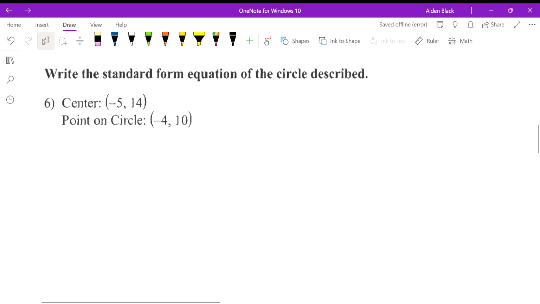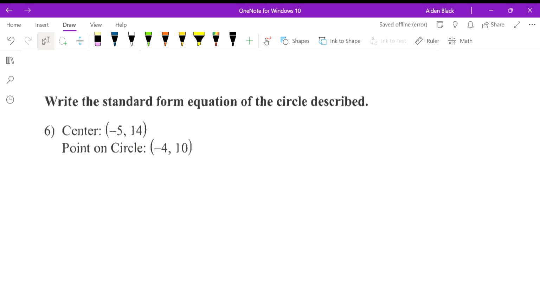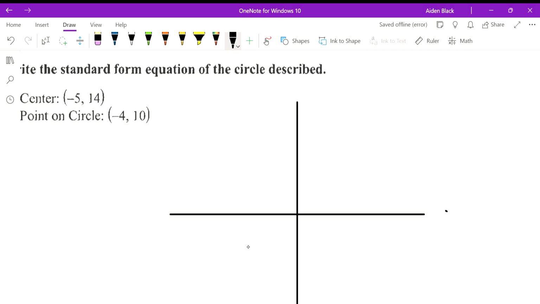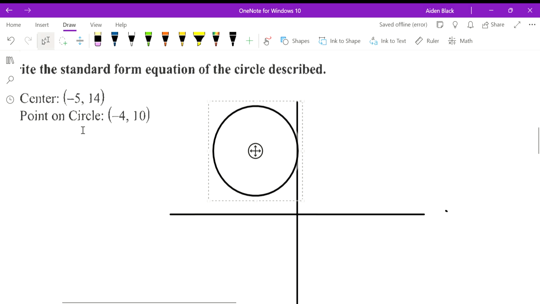Okay, so this one gives you a point on the circle and the center. It doesn't give you the radius. You've got to notice that. So if I were to do a quick sketch of this, we know that the center is at (-5, 14). Let's say right there. Let's put a circle down. I think we can change it as we go. And the point on the circle is (-4, 10). It's pretty close, like right here. So let me make this smaller.